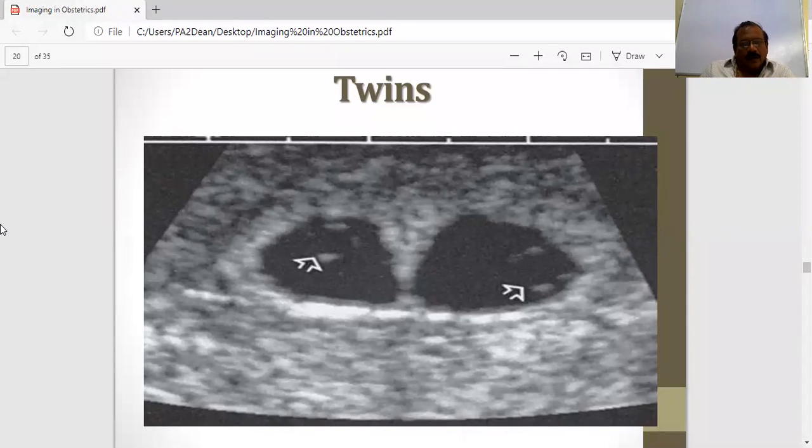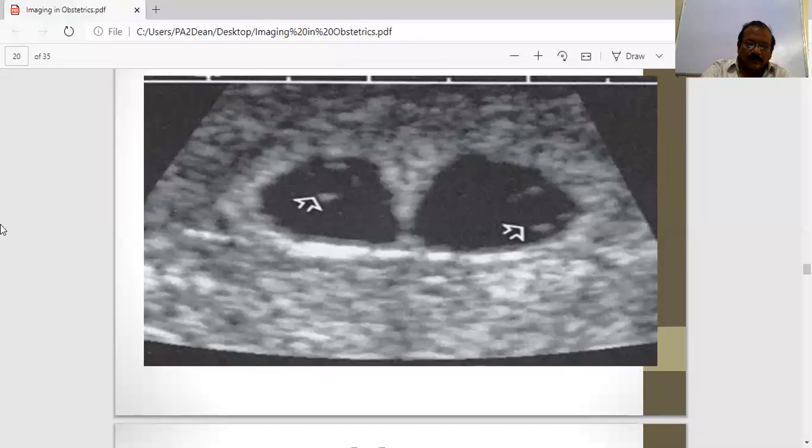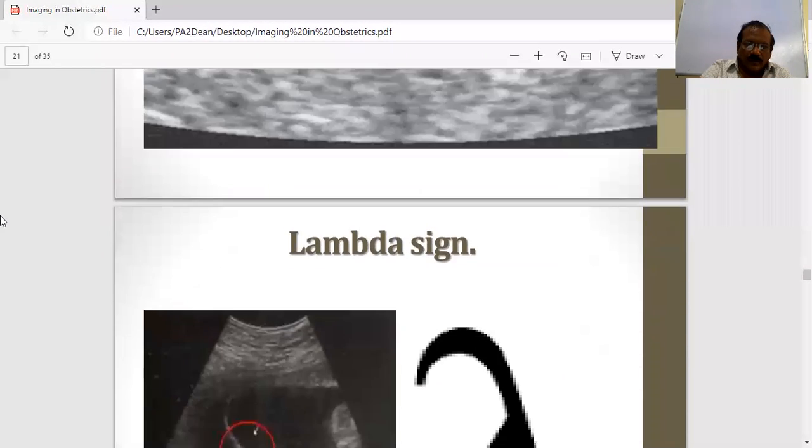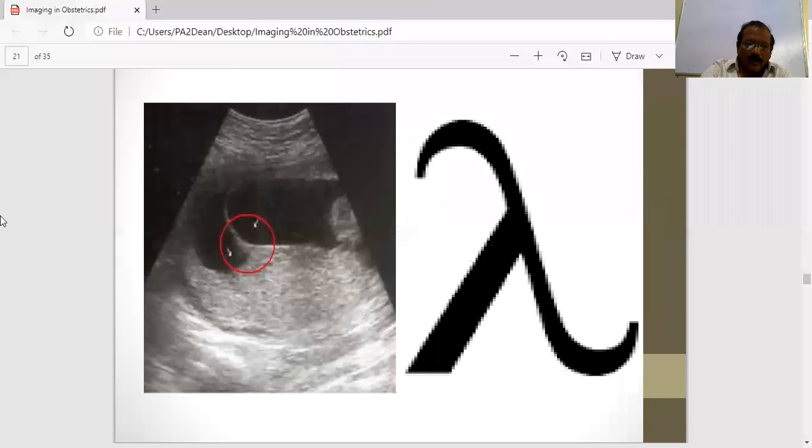This is an ultrasound scan of twin gestation where the 2 sacs are seen. This is the lambda sign or twin peak sign, where the red mark is given. It is also called the lambda sign.